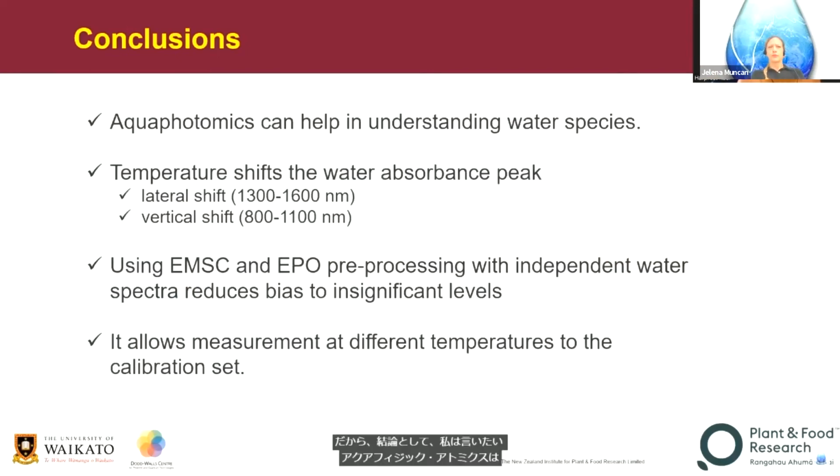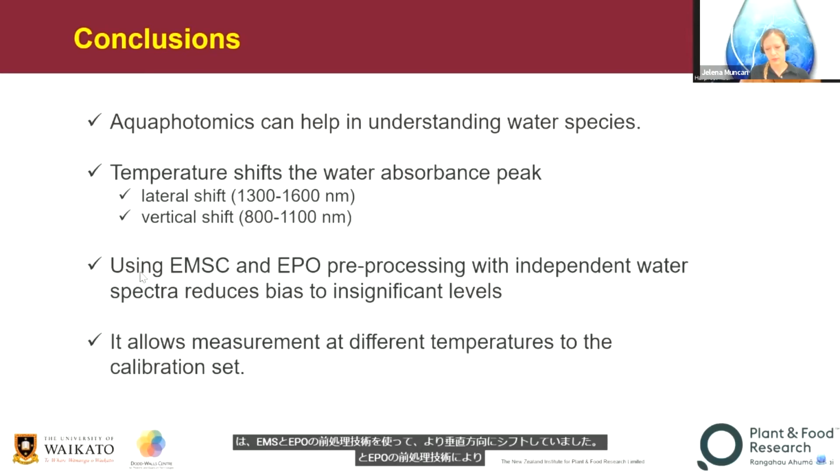So in the conclusion, I would like to say that aquaphotomics has helped to understand different water species, how with temperature perturbation, what water species gets activated, and what is the main trend. Around the water band in the first and second overtone region of water, in the first overtone region, that is from 1300 to 1600 nanometer region, there was a lateral shift when the temperature was increasing, whereas in the second overtone region of water, it was more a vertical shift.